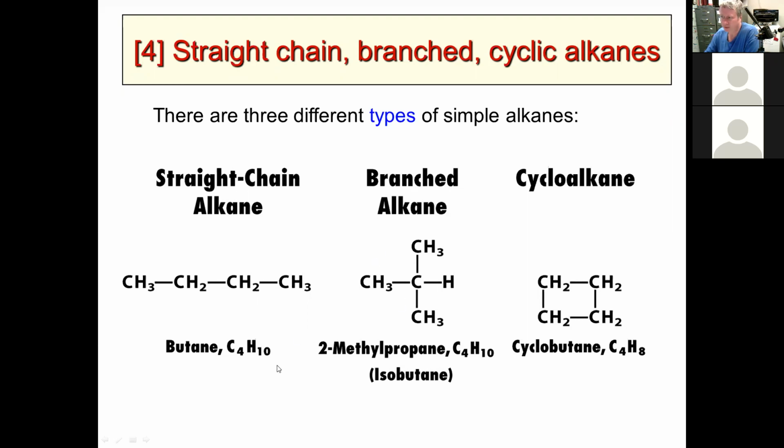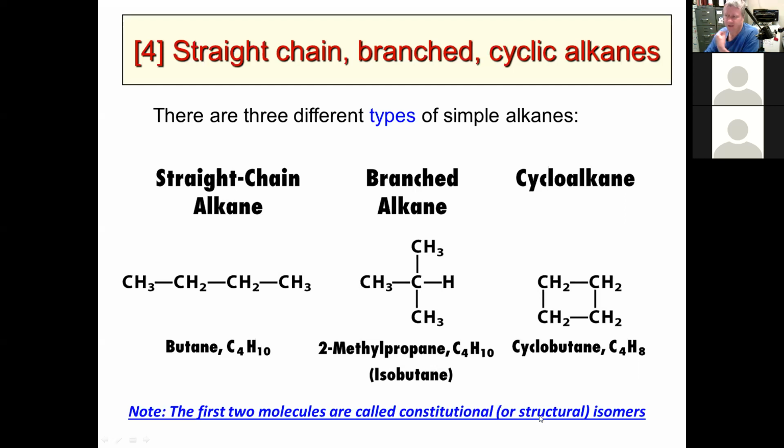Notice the molecular formulas too. It's 2 times the number of carbons plus 2. It's CxH2x+2, right? C4H10, C4H10, right? Cyclic alkanes, though, are CxH2x, right? So cyclobutane has 2 fewer hydrogens.